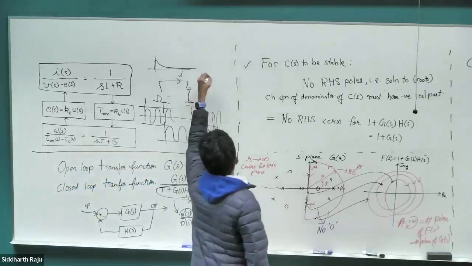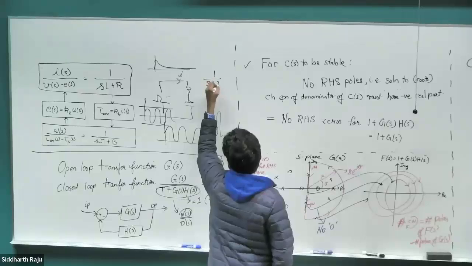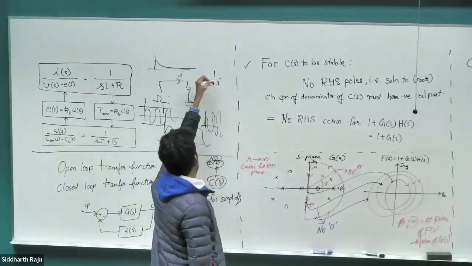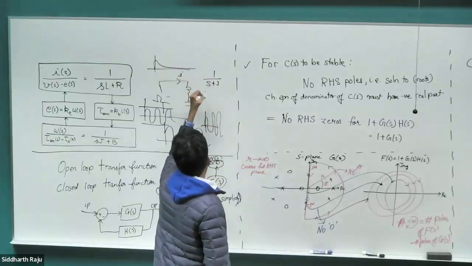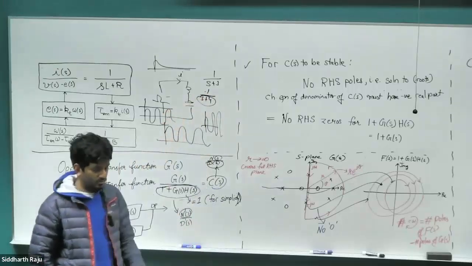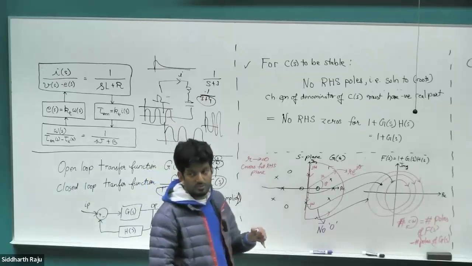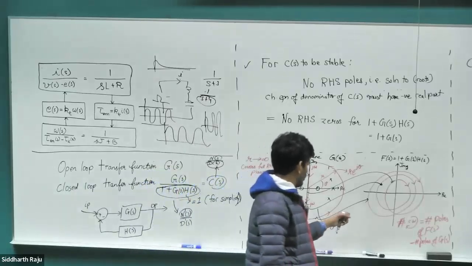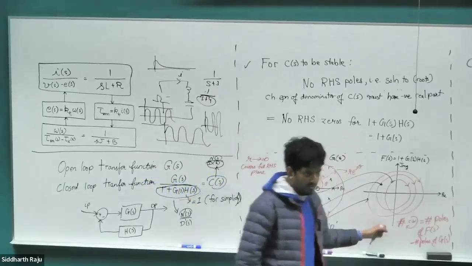Just a simple example: if you have the transfer function 1 by S plus 3, in this case you have S plus 3 in the denominator. By adding that 1, you get a denominator of S plus 4. So it does shift the poles. Any questions? Is everybody clear so far?